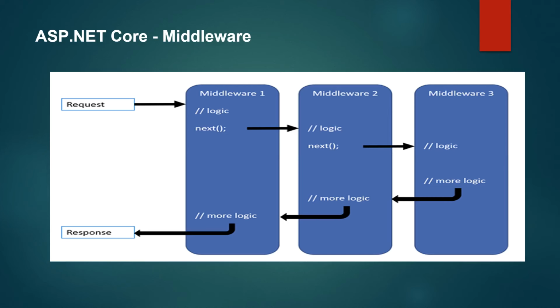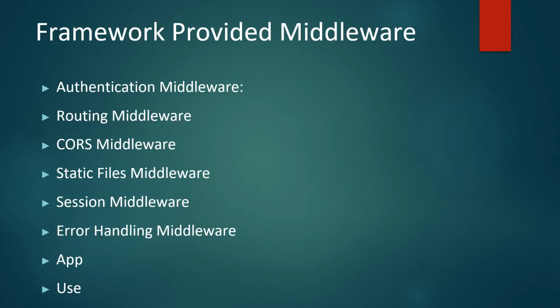Now we will discuss the framework provided middleware in .NET Core. I will explain a few of them. You can get more on MSDN. There are n number of middleware provided by the .NET Core framework. We are discussing a few of them: authentication middleware, routing middleware, CORS middleware, static file middleware, session middleware, error handling middleware, app and use. So we will discuss some of them.